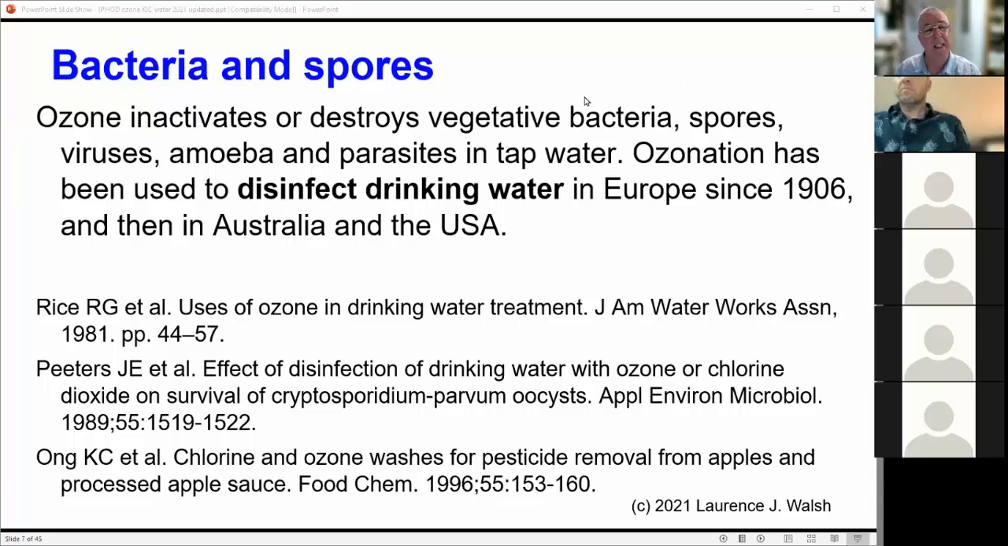If it's regular bacteria just growing in the ordinary environment, what we call vegetative bacteria, those will be killed off. If they're spores, they'll be inactivated, which means they can't germinate. If they're viruses or larger parasites like amoeba or even tapeworms, they'll be wiped out. And this is why ozonation has been used to disinfect water all around the world for well over 100 years.